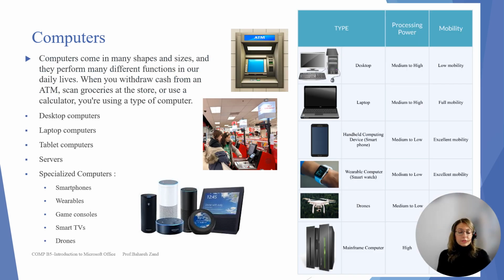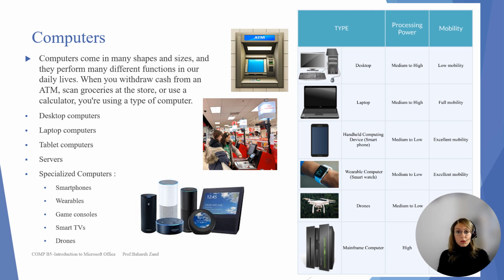Computers come in different sizes and shapes. We use them for many different functions in our daily lives. For example, ATM. When you go to the bank and use the ATM machine, you're using a computer. When you go to a grocery store and do a self-checkout, you're using a computer. Or very simply, if you're using a calculator, you're using a computer. The most common types of computers are desktop computers, laptop computers, tablets, and servers.